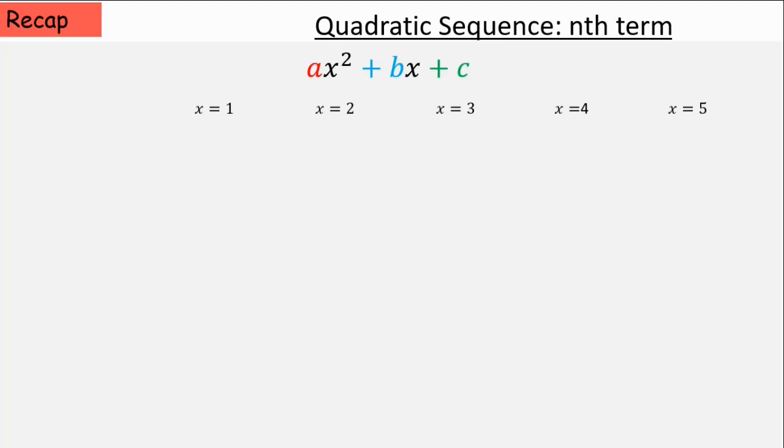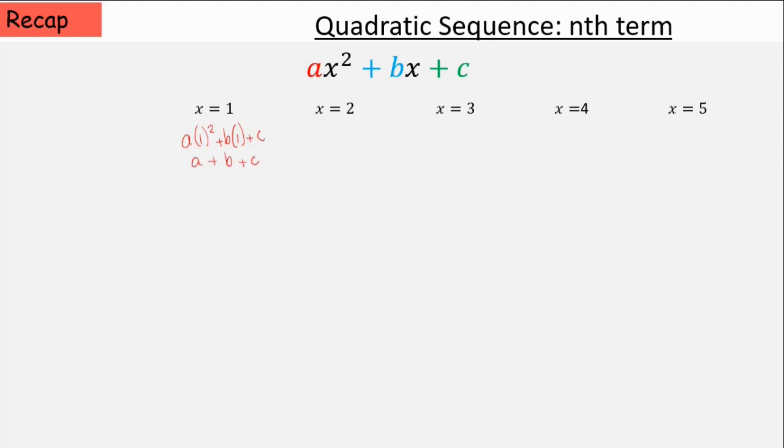So when x is equal to 1, I have a, and instead of the x squared, I put my 1 squared in there, and I have my b, instead of my x, I replace that with the 1, and I have the c. And there's no x's there, so it just stays as is. In other words, if I simplify that, I'm left with a plus b plus c. Let's have a look at my next term.